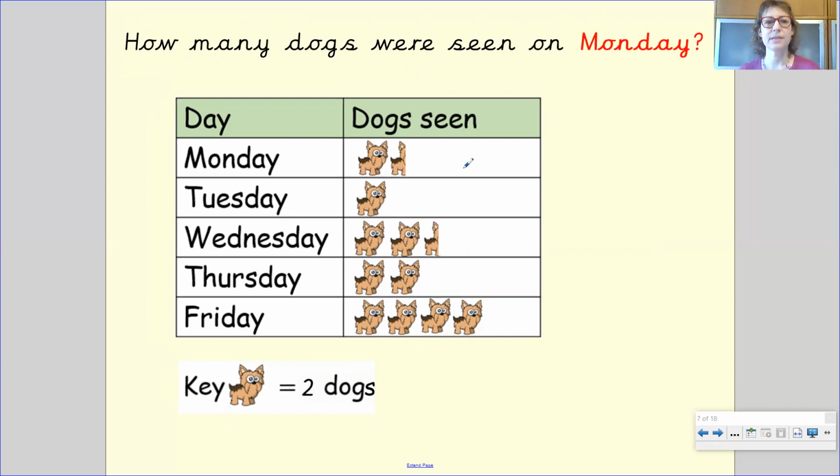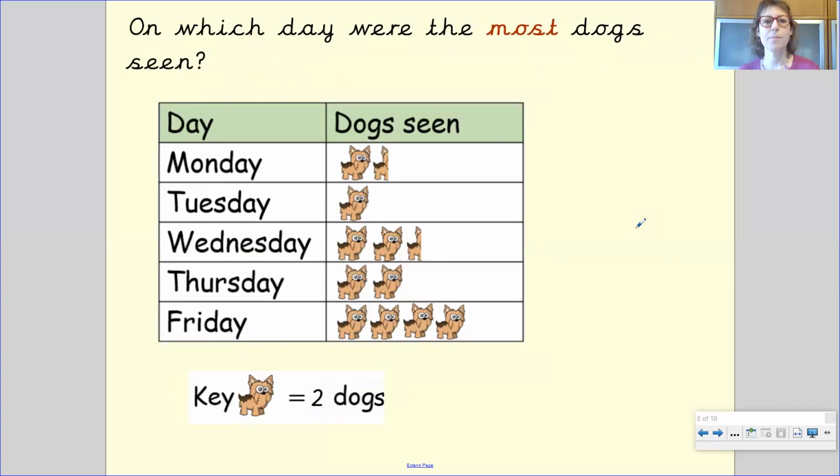How many dogs were seen on Monday? Oh, it's changed. We've got half dogs now. How many dogs were seen on Monday? So we are still counting in twos. We want Monday. So here we've got 2, and here we've only got half a dog. So that must mean 1 extra. So 2, 3. That's the trouble with counting in twos, is we've got to make sure we do those half ones.